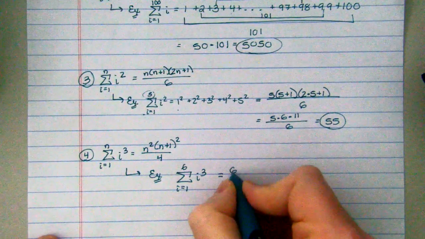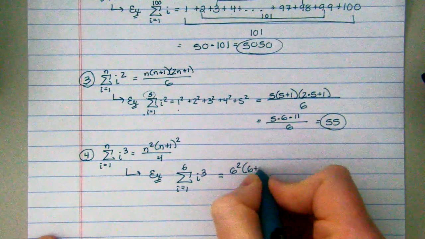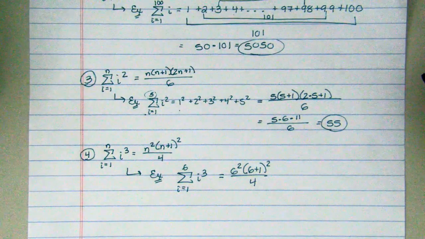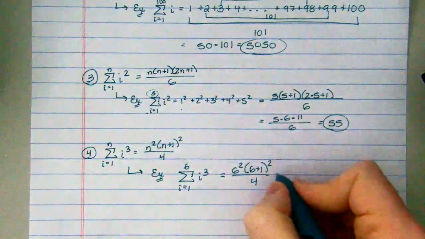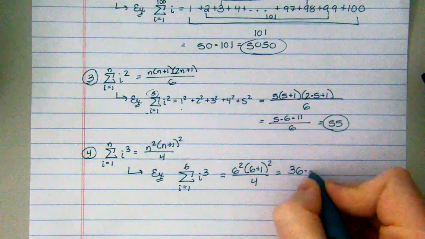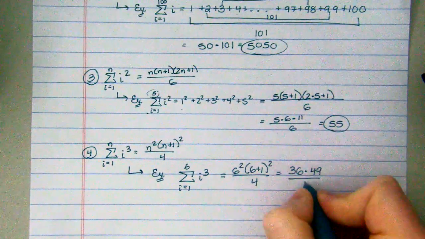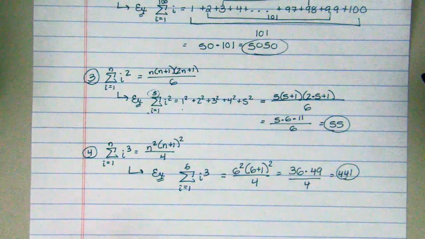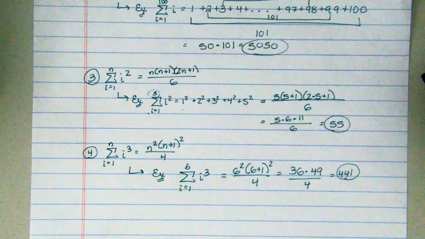According to my formula, this is 6 squared times 6 plus 1 squared over 4. Oh, by the way, I didn't say this before, but you're absolutely welcome to use your calculator on these things. Probably should have said that to you earlier. This is 36 times 49 over 4. Go to the calculator, it's going to give you 441 for that.